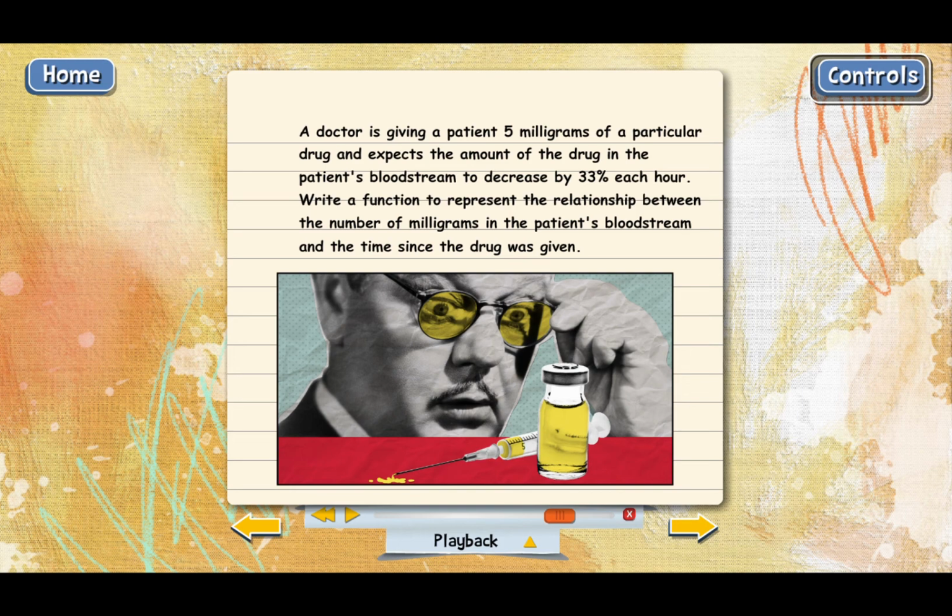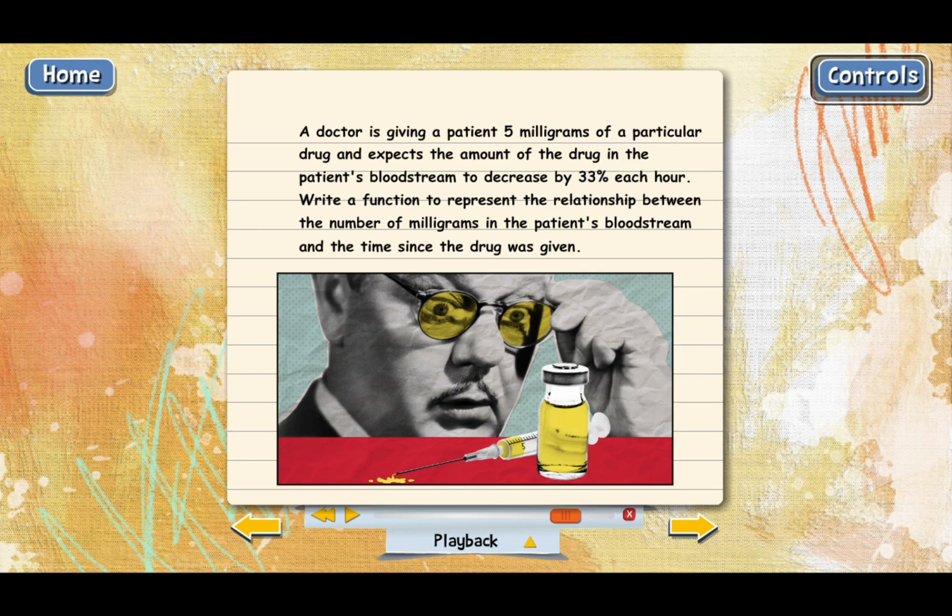Let's say that a doctor is giving a patient 5 milligrams of a particular drug and expects the amount of the drug in the patient's bloodstream to decrease by 33% each hour. And we need to write a function to represent the relationship between the number of milligrams in the patient's bloodstream and the time since the drug was given. This is a classic situation for an exponentially decaying function. And the reason is the rate of decrease, see, is a percent of the amount of the drug in the patient's bloodstream. The rate of decline is linked to the value of the function itself.